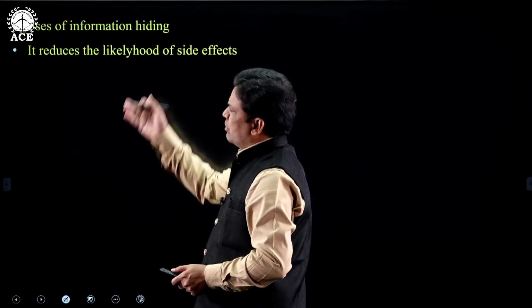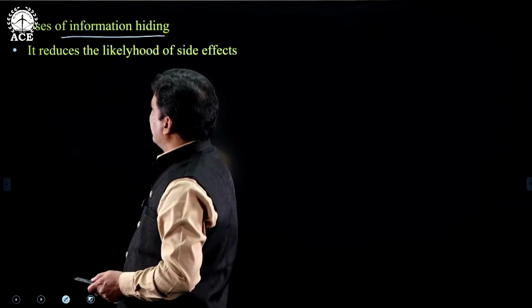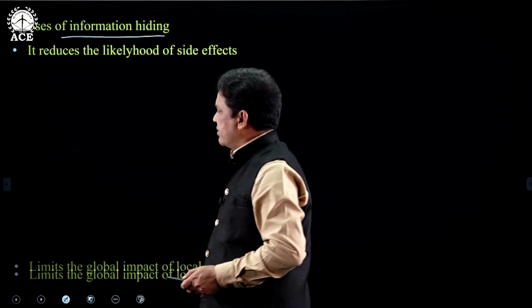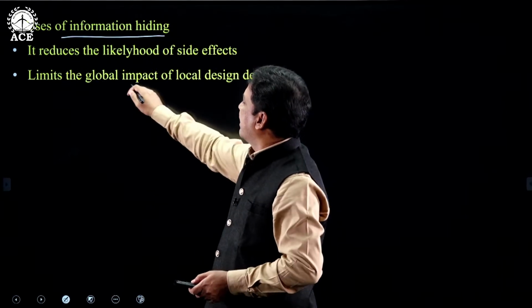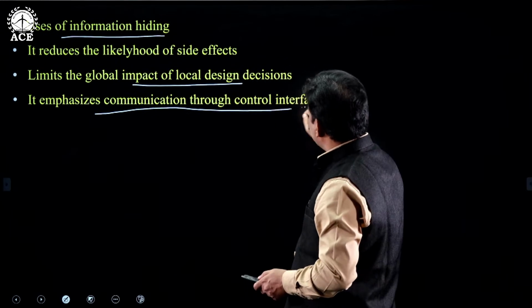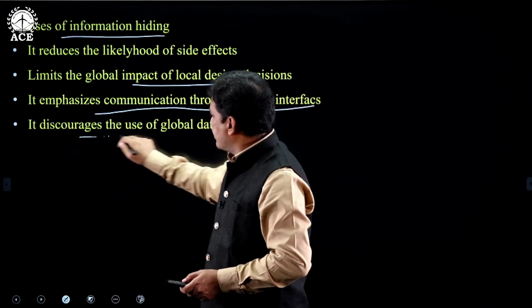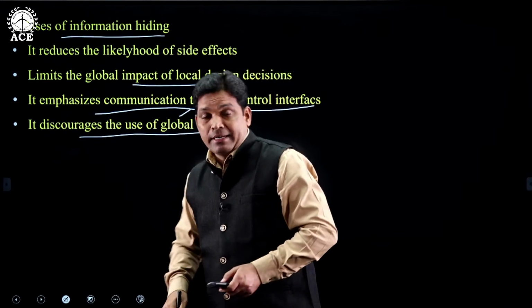Next, we have already discussed the uses of information hiding. It reduces the likelihood of side effects. That's a known thing to us. It limits the global impact of local design decisions. It emphasizes communication through controlled interfaces. It discourages the use of global data.